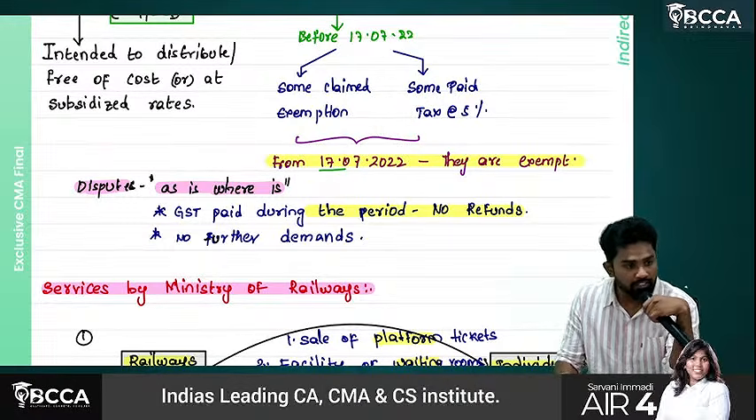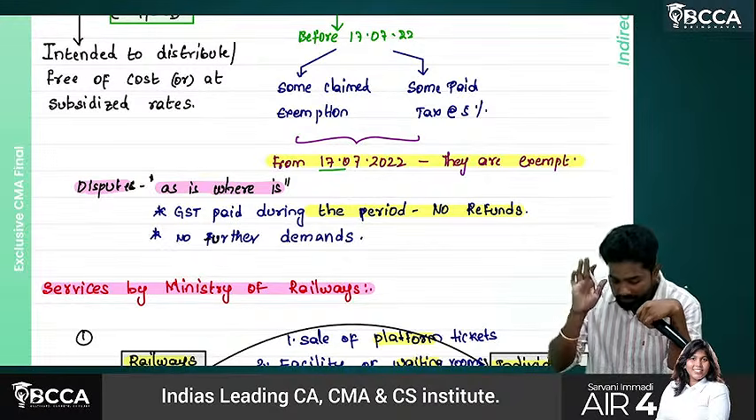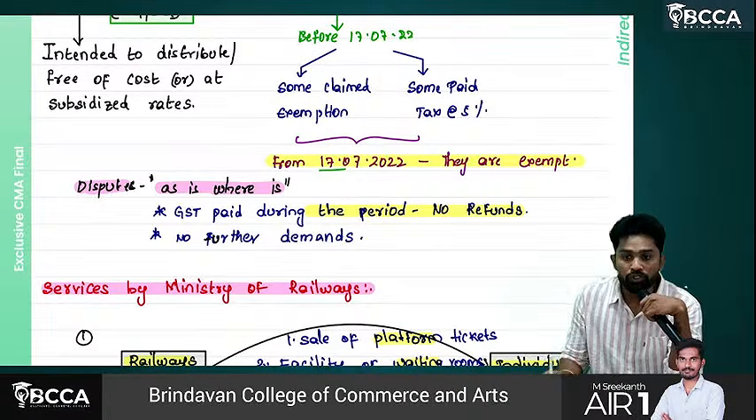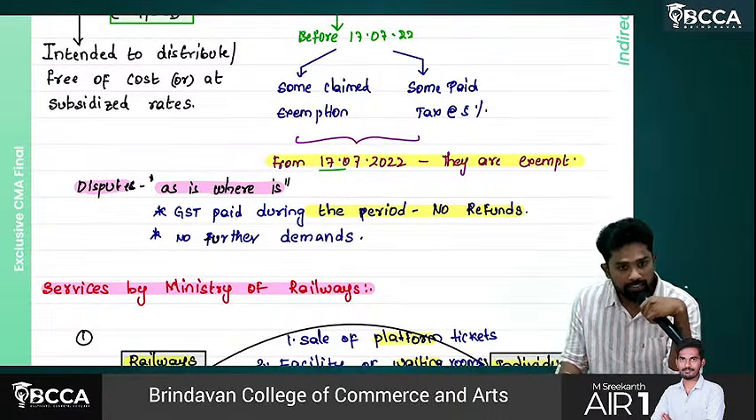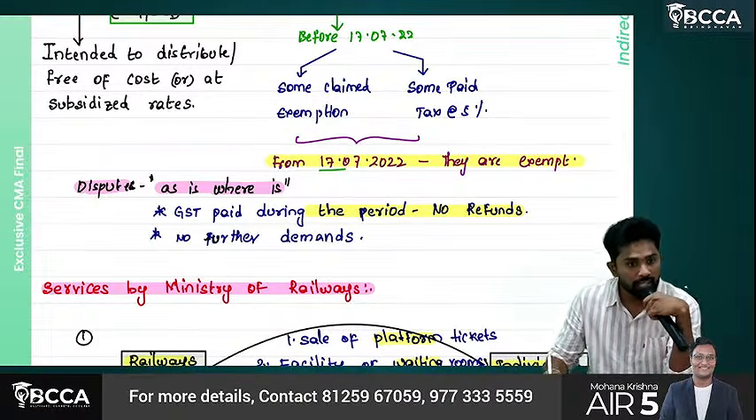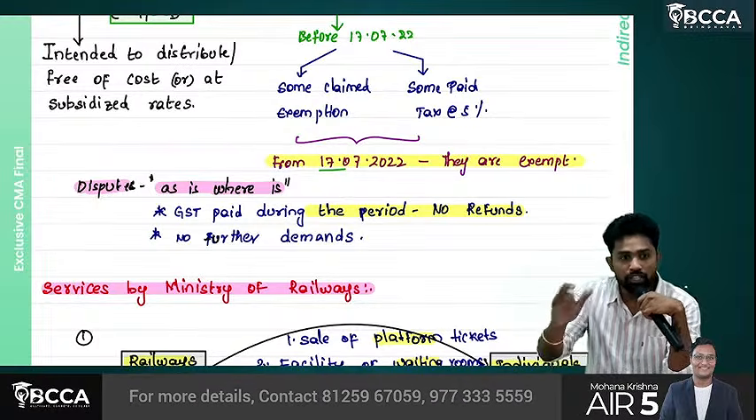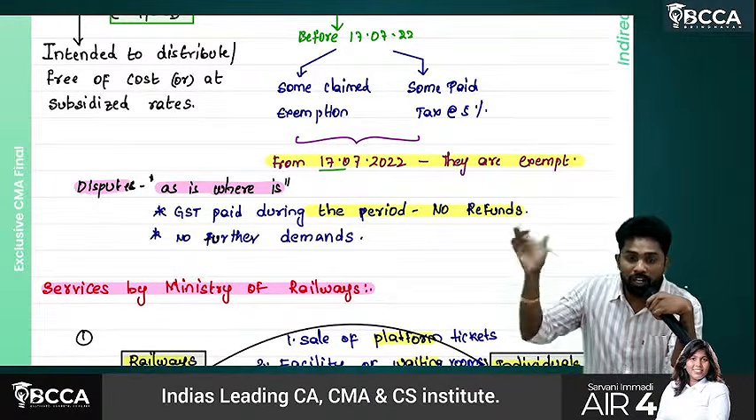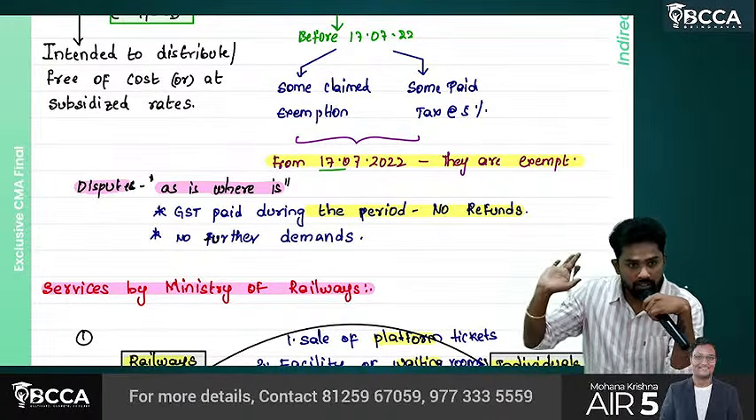Okay, there won't be any refund and all. Okay, but sir, before 17th July 2022, there are like two views. Some people thought it is exempted and they didn't pay taxes, whereas few people thought it was taxable and paid taxes. But on 17th July, they made a clarification. That is exempted only. But if you already paid taxes, then the tax is gone only.